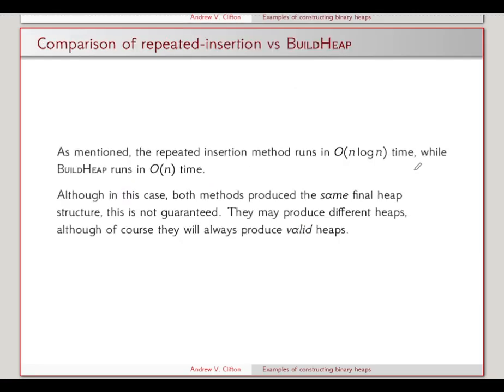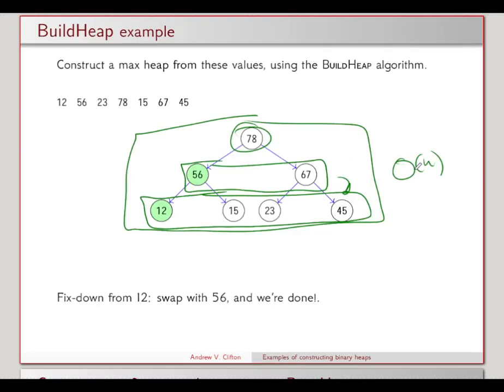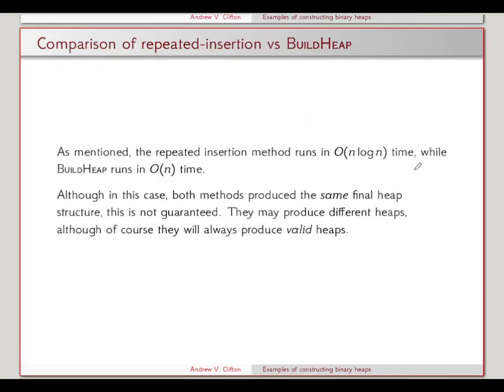In this case, we ended up with the same tree. If you compare this one to the tree that the inserts gave us, they're identical. That's not a guarantee. Build heap doesn't necessarily give you the same heap as repeated inserts. It's just pure chance that they did in this case. The insert method is going to take O(n log n) time, whereas build heap is faster. It's going to run in O(n). But anyway, that's just a couple of examples of what it looks like to build a heap. See you next time, everybody.